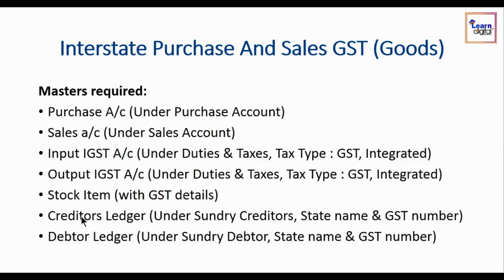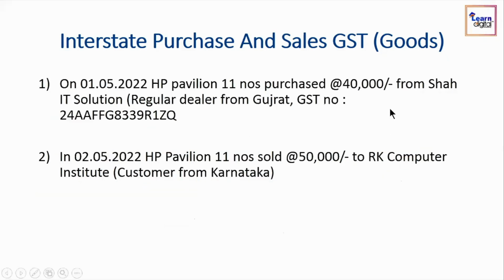Let's start with the question. On 1st May 2022, purchase of 11 HP Pavilion computers. We purchased HP Pavilion computers, 11 numbers, at the rate of 40,000 from Shaha IT Solutions, the regular dealer from Gujarat. GST number is so and so. So we purchased goods from another state. Our company is in Maharashtra state and we are purchasing goods from Gujarat state. So obviously this is an interstate purchase.